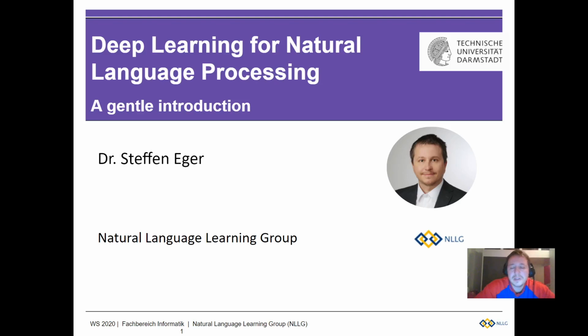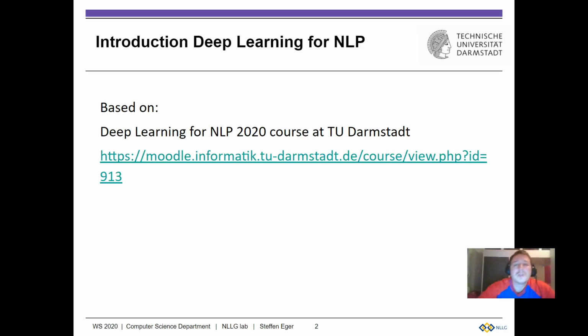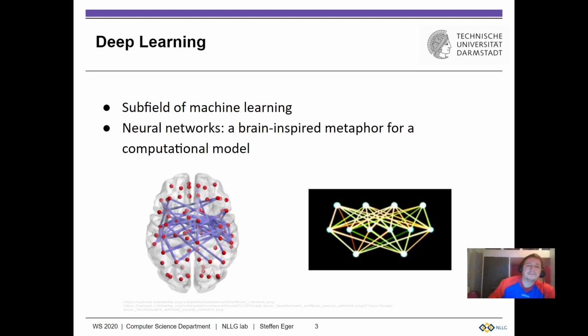And when we talk about deep learning, we keep in mind that deep learning is one of the most powerful and one of the most popular and ubiquitously used approaches in machine learning at the moment, because it has really pushed the state of the art in artificial intelligence in the last 10 years or so. So the introduction that I give today is based on my deep learning course at TU Darmstadt, for which you can find the Moodle link here.